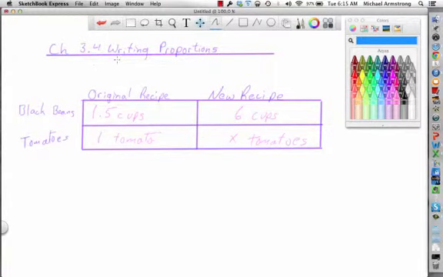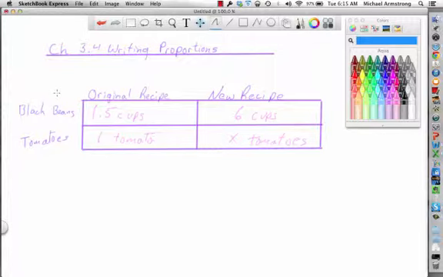Okay, chapter 3.4 is on writing proportions. Remember, proportions is a way that we compare two things. Sometimes they want us to use a table, or sometimes we have a table, and it's a great way to write proportions.